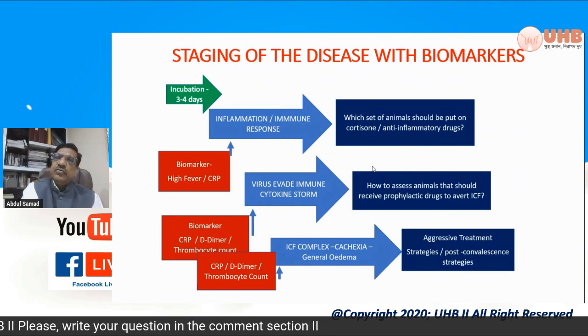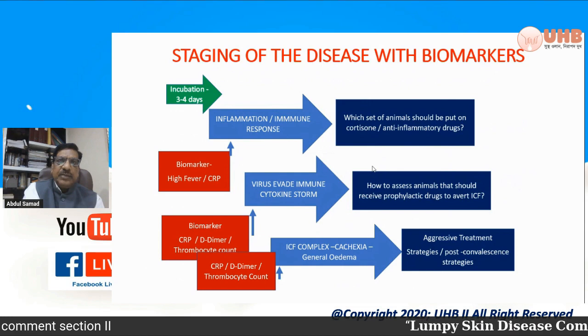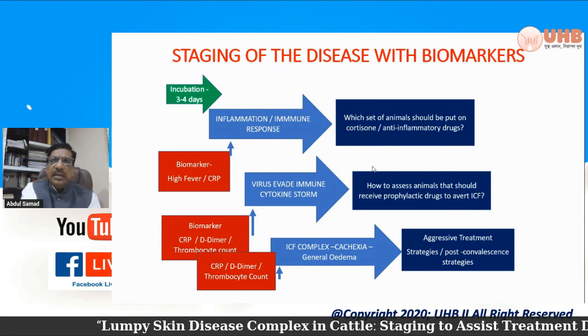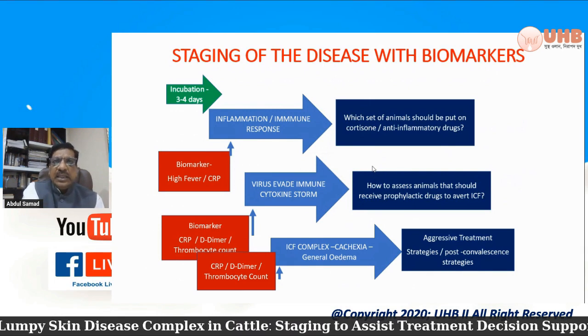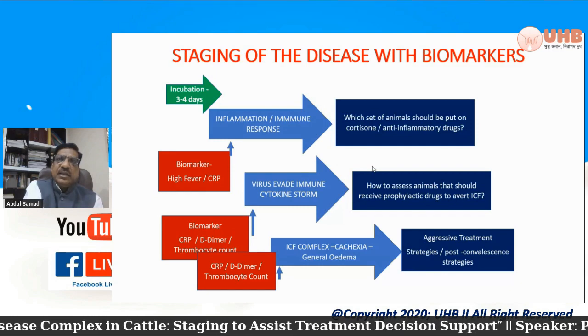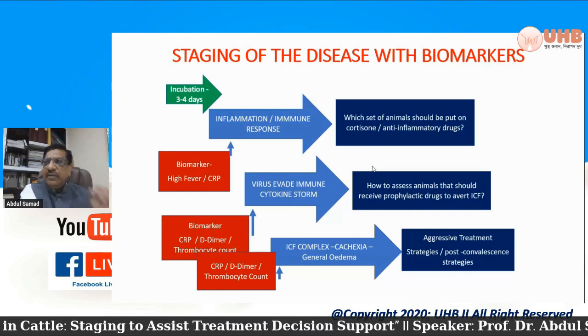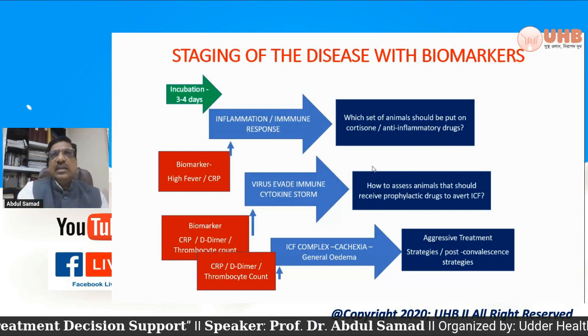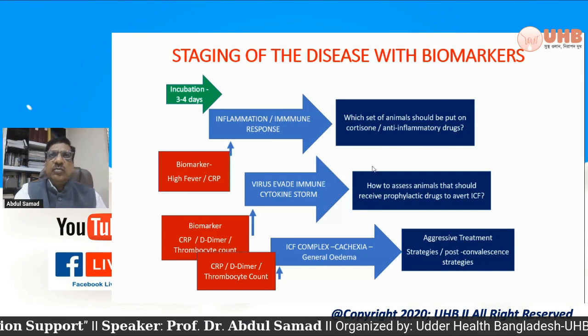Because here you have to find out whether you would really like to give any anti-inflammatory drug. This is where many people erred. And when we pointed out to them that you are interfering very early in the immune response stage, and that is why you are having animals that are lingering, going into the second and third stage, and they are the ones getting very serious.